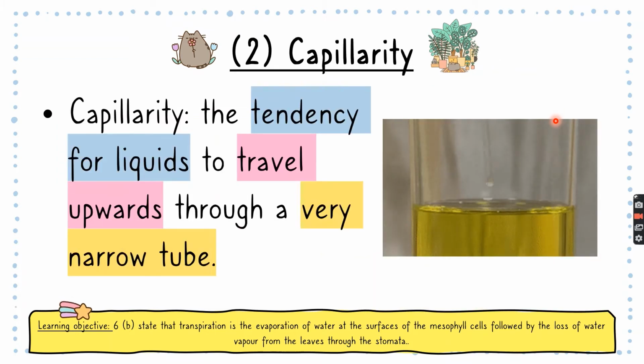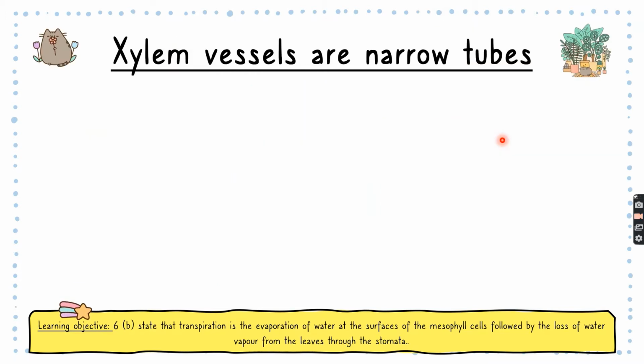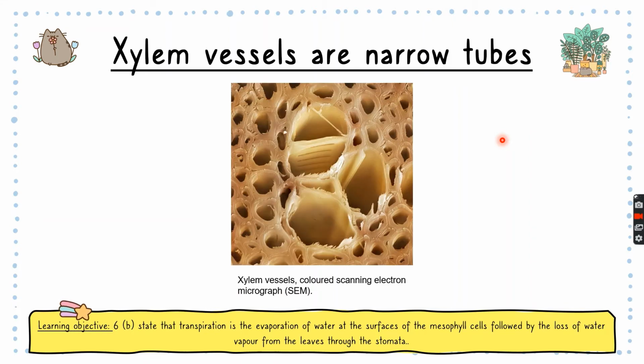So you need to have another type of force, and this is called capillarity. Capillarity is a tendency for liquids to travel upwards through a very narrow tube. So you can see this from this GIF. This tube is not even living, and you can see water moving up a little bit. That phenomenon is called capillarity.